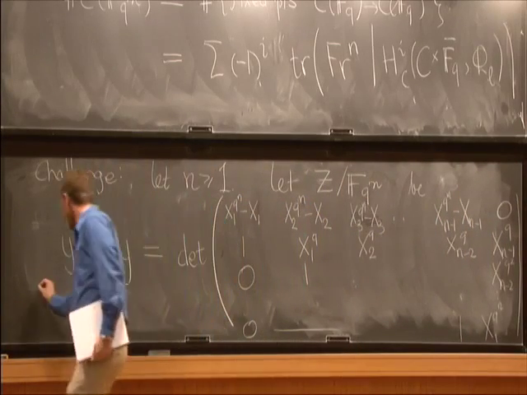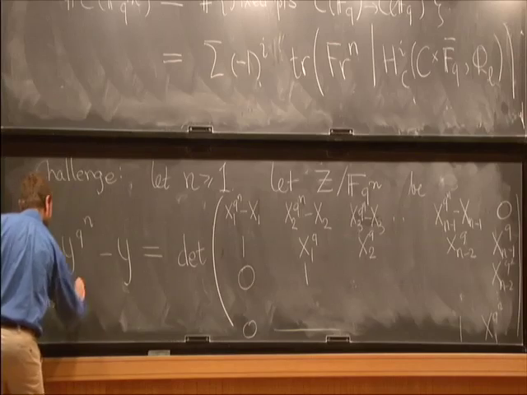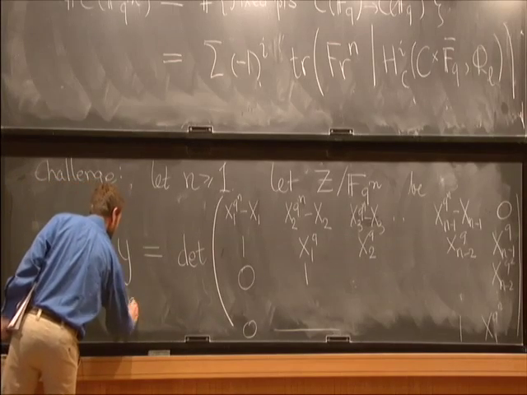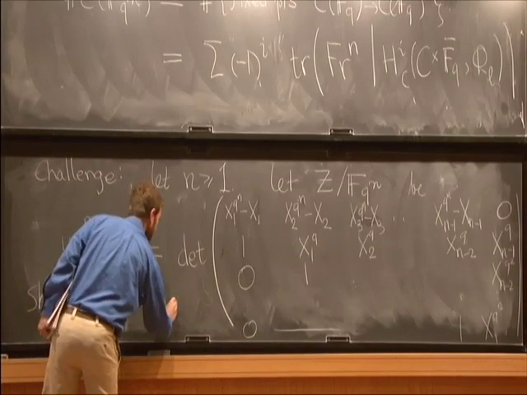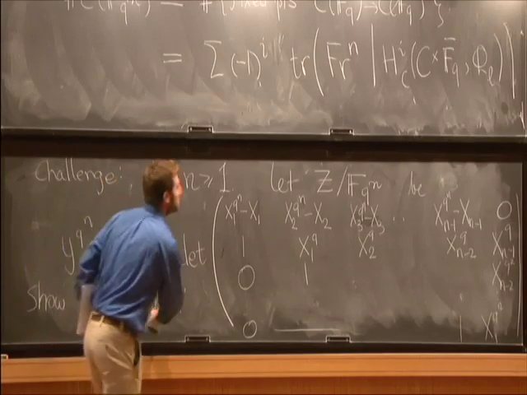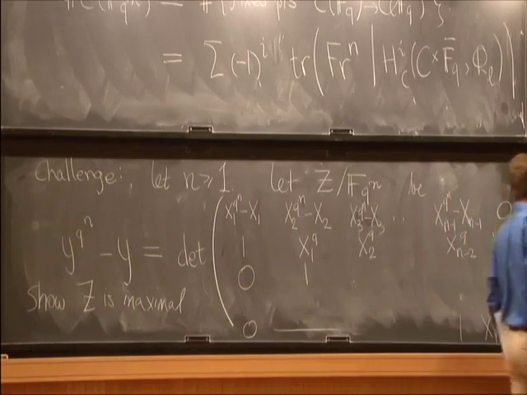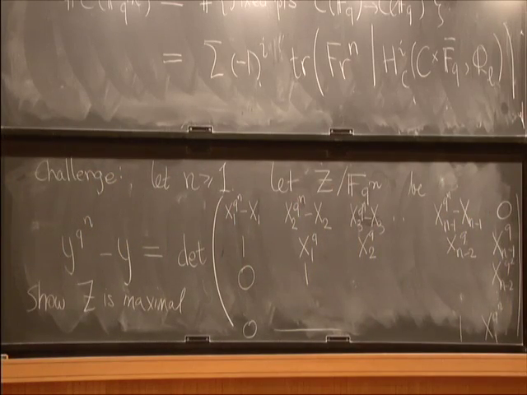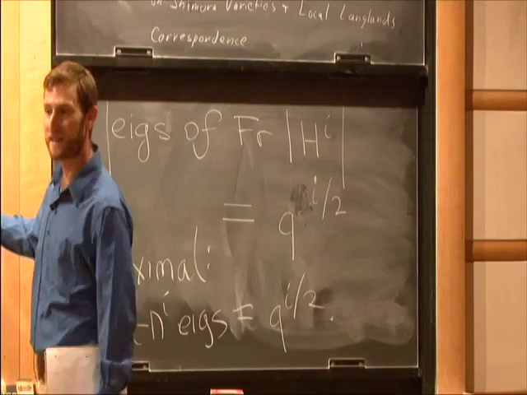And my challenge is to show that this Z is maximal. And that would really be great because it would give us kind of a wellspring of hypersurfaces with lots and lots of points. And I think the topology here is very, very interesting. So if you can help me with this.